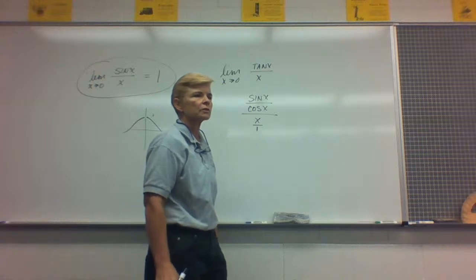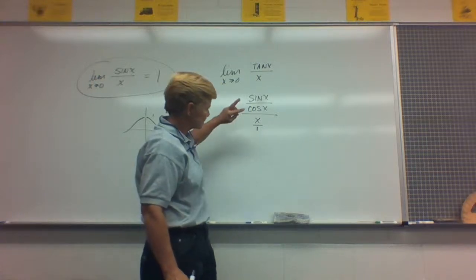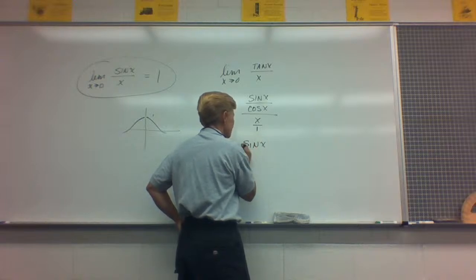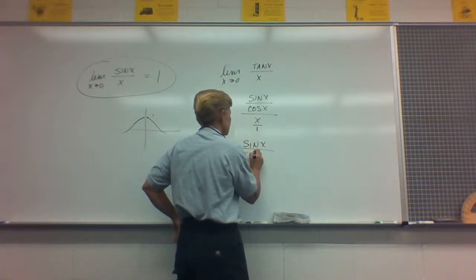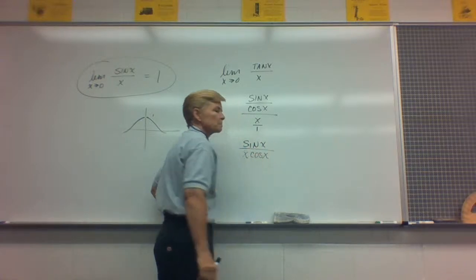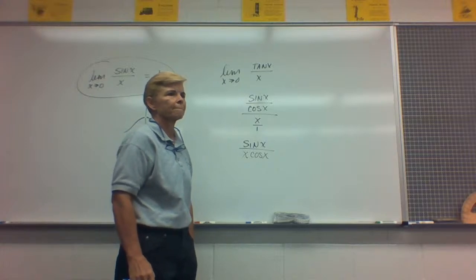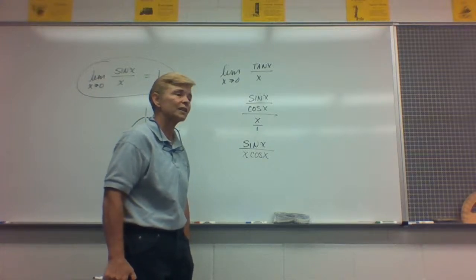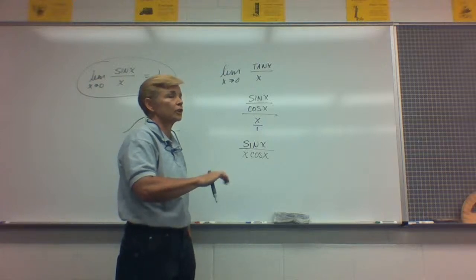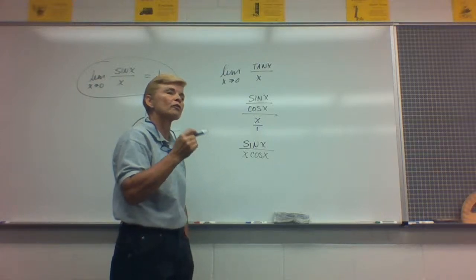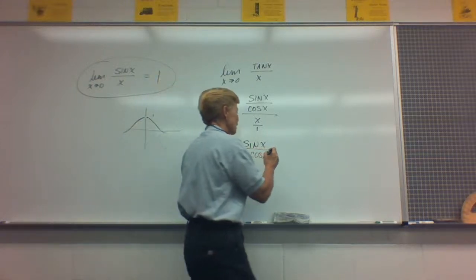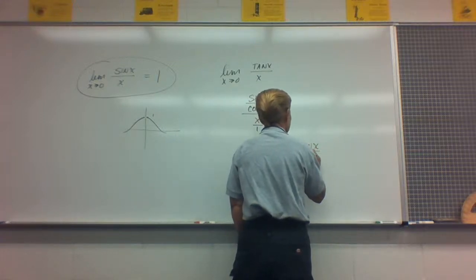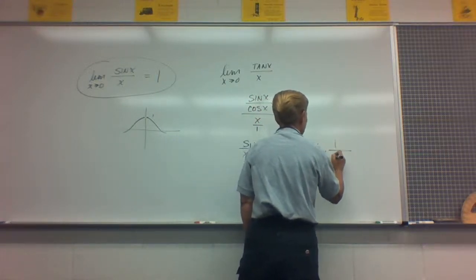What do you suppose the next move is? Invert and multiply. You're good. So it says sine x over, if I flip that over, it'll be x cosine x. Do you agree? Now here comes the inventive part, the part that may not occur to you. Don't panic if it didn't, but hopefully you'll be able to follow what I'm going to do next, even though it didn't occur to you. I'm going to rewrite this as sine x over x times 1 over cosine x.